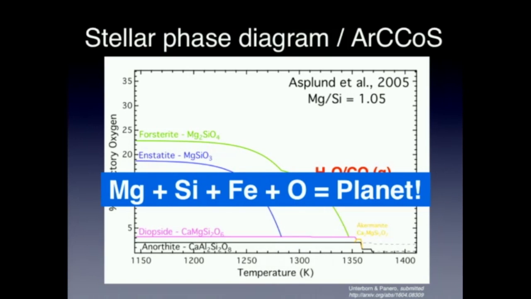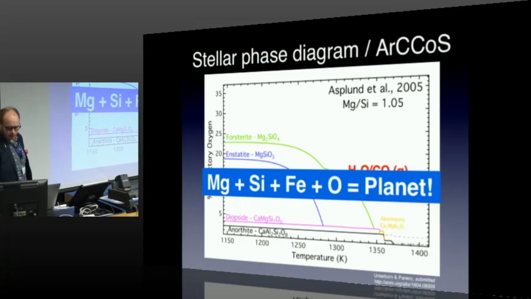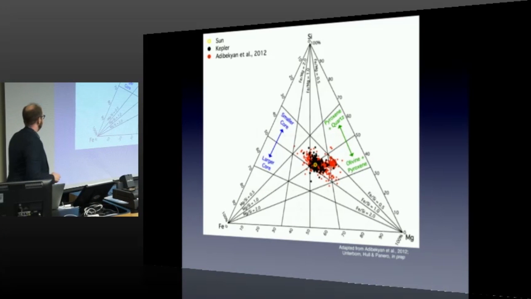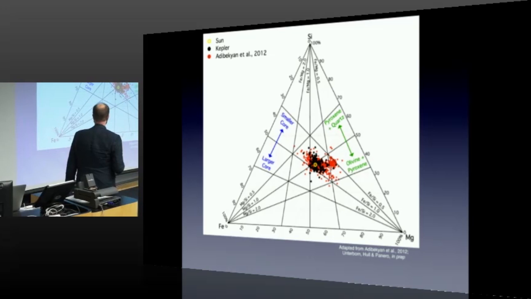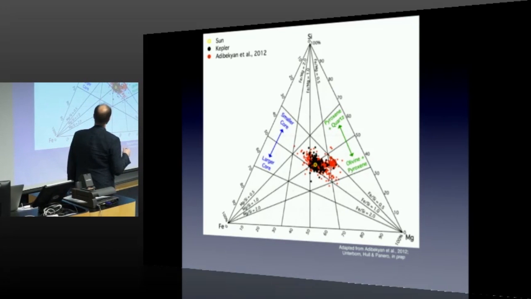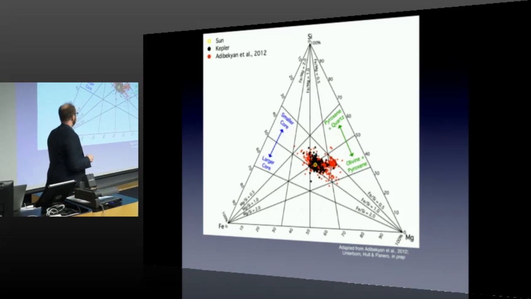If you have those 4 elements, and later 2 more, for the most part you can describe the Earth really well in its structure and its mineralogy with those 4 elements for the bulk of the mantle and the upper mantle. So let's look at it in a different way. This is the same 1,000 stars I showed earlier, just on a ternary. So here's iron, magnesium, and silicon. The red is the same data set I showed earlier. The black are the Kepler stars. And there's the sun, sort of right smack in the middle.